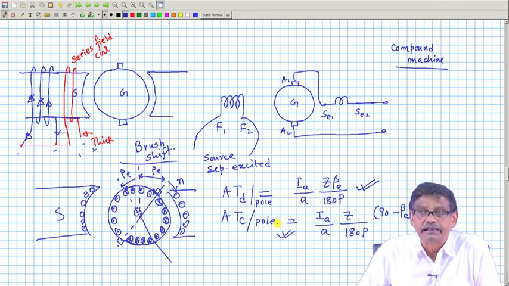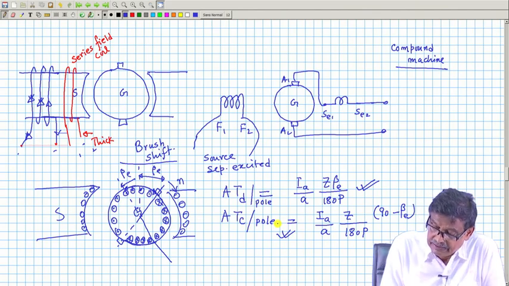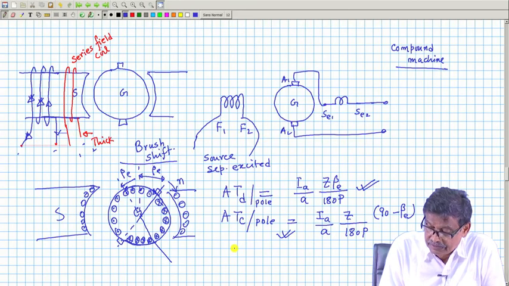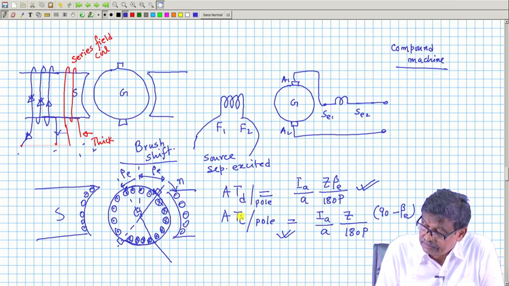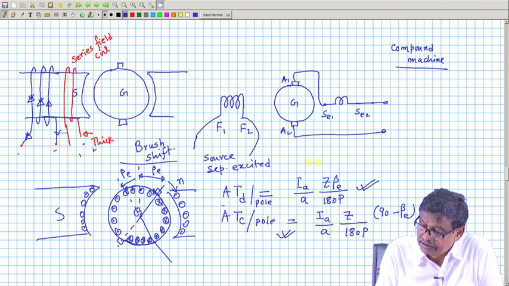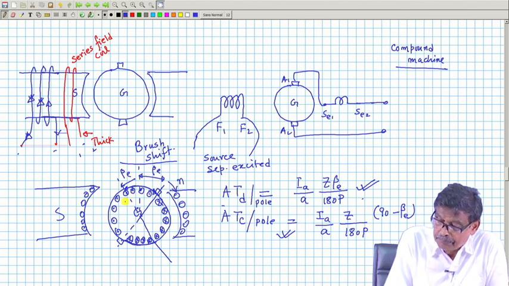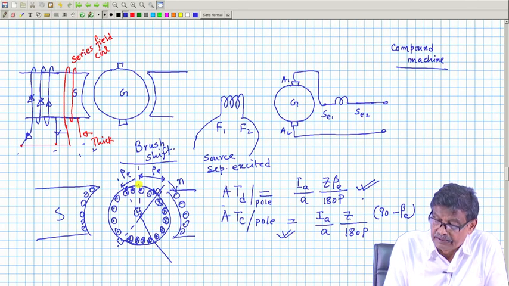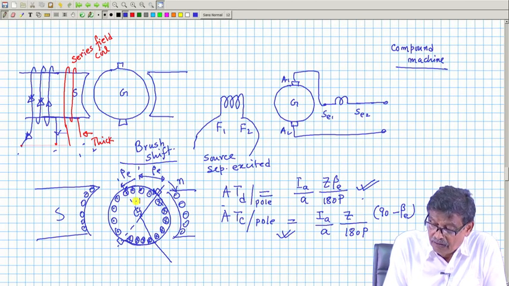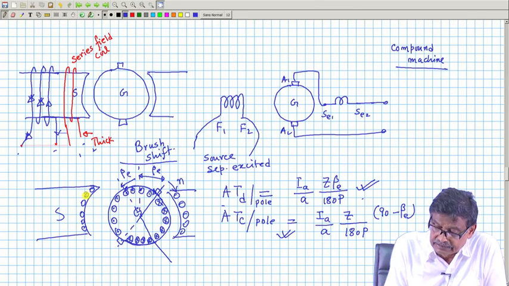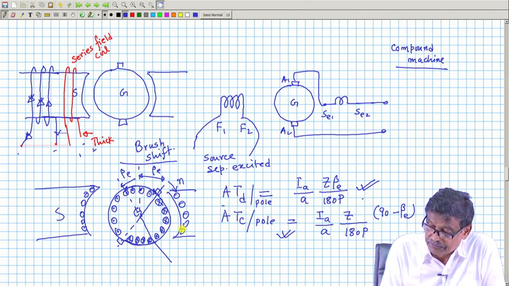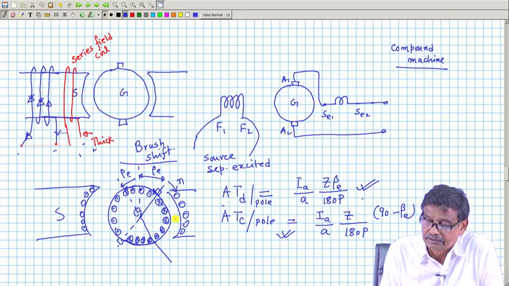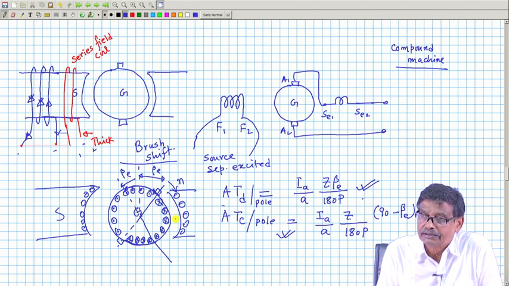That will be the cross magnetization, and demagnetization I will calculate based on the demagnetizing ampere turns per pole. The demagnetizing ampere turns per pole comes here, and how it is to be compensated for. This coil cannot compensate for the horizontal demagnetization. So, how can this be compensated?